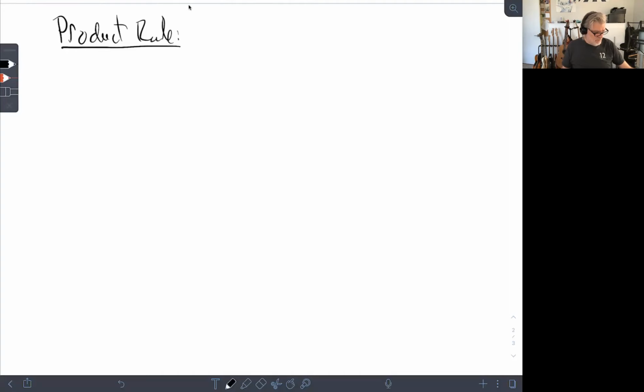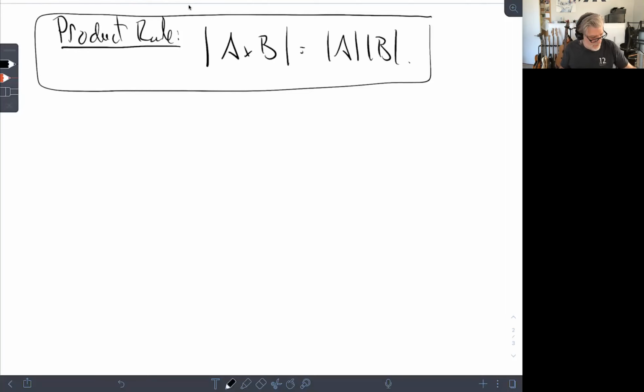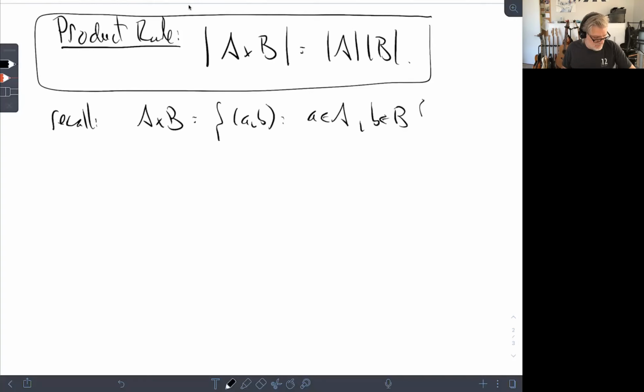Okay. So what is the product rule? It says that if you want to count the number of elements in the product of two sets, it is the product of the cardinalities. That's the product rule. Now, I'd like to discuss this just a little bit more. If you remember what A times B is, A times B is the set of all pairs (a, b), where little a comes from big A and little b comes from big B. So these are all the pairs in that order.